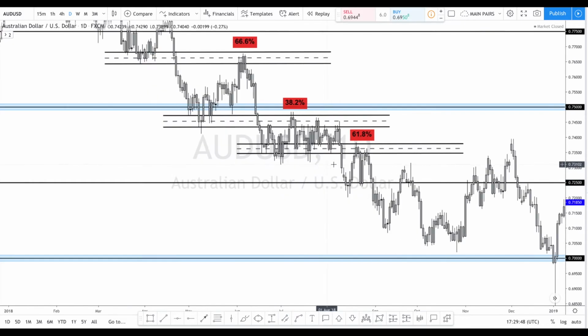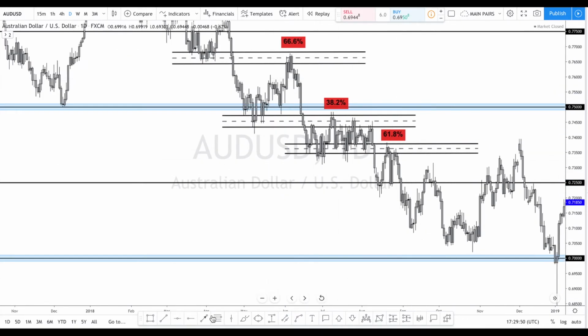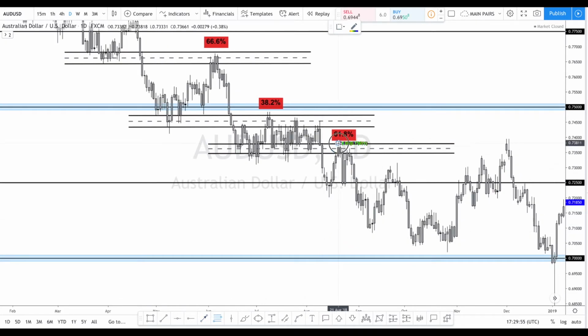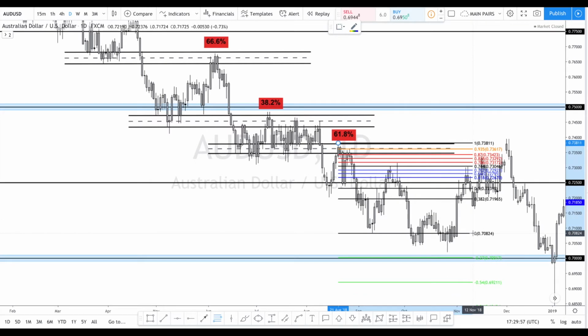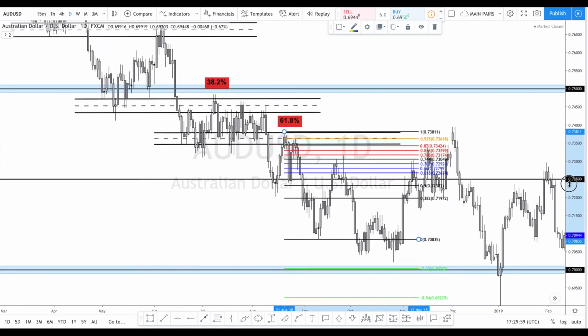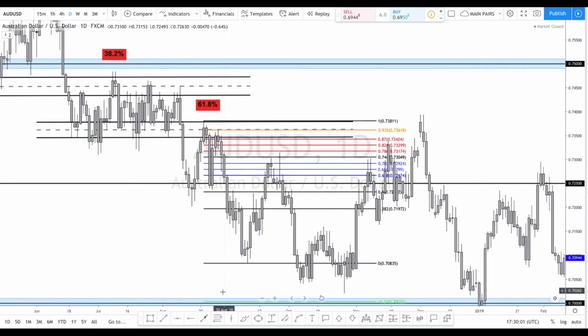So that's nice. Now we apply our fib from the high again. So A down to our B. We had quite a deep pullback. Now what's this? This is coming in at 74.4%.